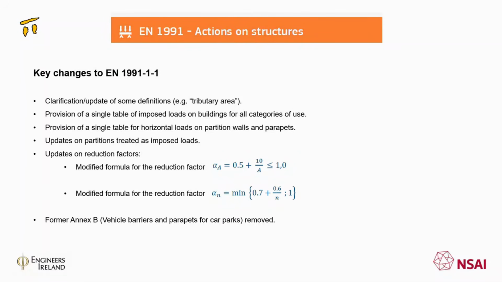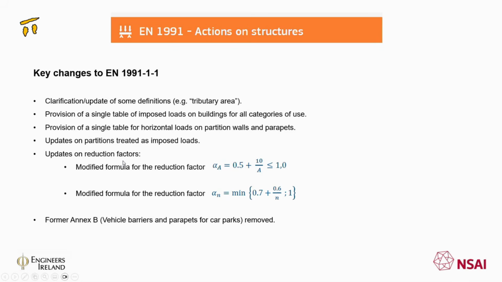There are updates on the modification factors. There's an area modification factor, which is less than 1, and then there's another reduction factor based on the number of storeys within a building, and that too is 1 or less. And how these are to be used is to be changed, and they have to be looked at in an Irish context again. Those formulae will be looked at, and there is a nationally determined parameter in relation to the use of these. One annex, vehicle barriers and parapets for car parks, was removed.